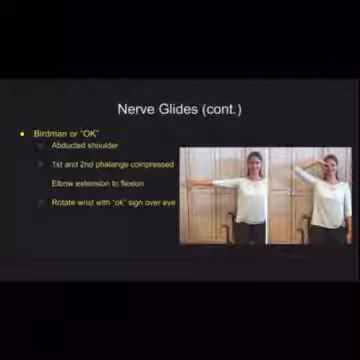And here is Ask Dr. Joe to explain further nerve glides for the ulnar nerve. This is the Birdman. If you can do that, you probably don't have a nerve issue. So, basically making the OK sign. This one, I would almost say borderline's a stretch, so be very careful with it.